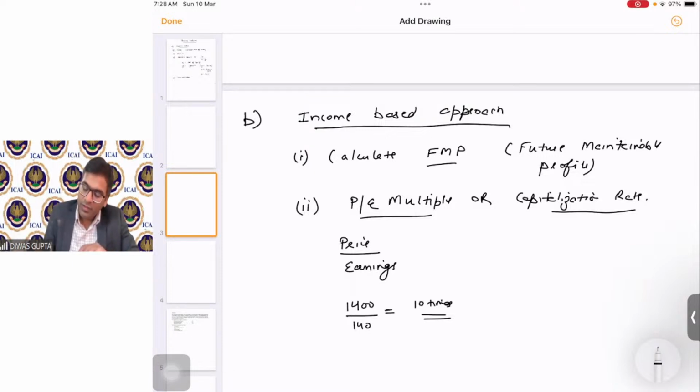So whatever is our future maintainable profit, because EPS is earnings per share, similarly FMP, future maintainable profit, will be converted into earnings per share, and then it will be converted to the value, or let's say the price of the equity share, using the PE multiple, students.